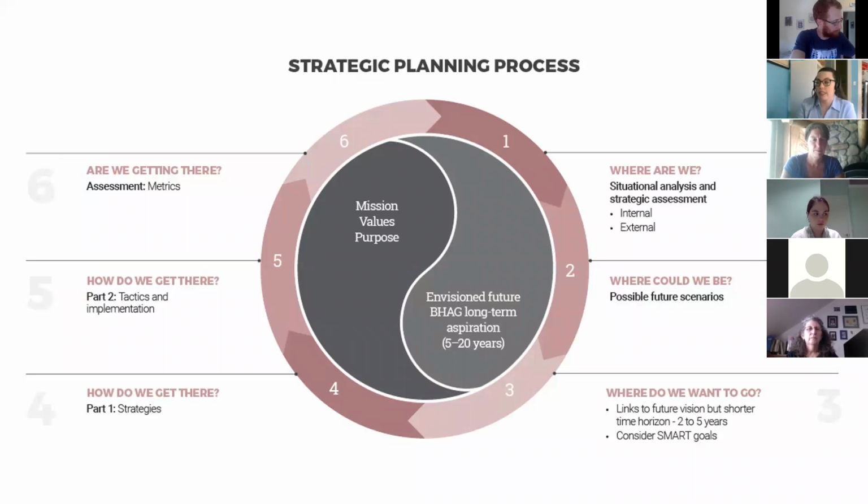So quickly, this is the strategic planning process. I think this is the same graphic that Michelle shared in February, so it should look somewhat familiar. Basically, we have 6 steps in the process, and this is the approach that we'll be using, where we're going to assess where we are now, where we could be, where we want to go, how we're going to get there, and then the evaluation metrics and assessment points, so that it can be a continuously improving process.